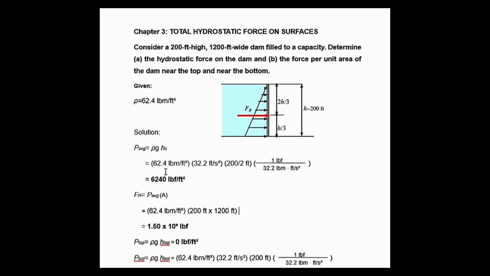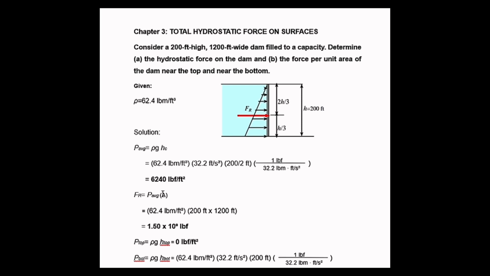We are given the density, which is 62.4 pound mass per cubic feet, the acceleration due to gravity, 32.2 feet per second square, multiplied by our height hc, which is 200 over 2 feet. And by converting pound mass into pound force, we need to multiply it by 1 pound force over 32.2 pound mass feet per second square. And again, by plugging it into our calculator, we get 6,240 pound force per square feet.